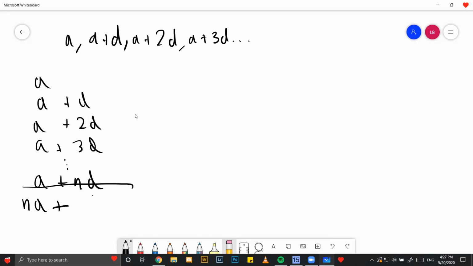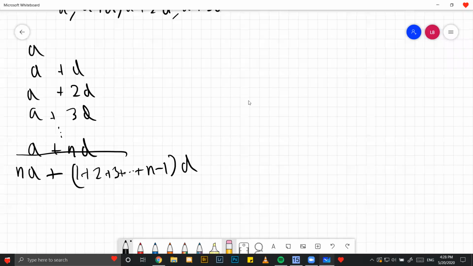So we need to check. We need to count how many d's there are. And there's actually n minus 1 d's over there, because there's an n number of a's right over here. There's n terms coming down from here. But if you count the number of d's, there's d, then 2d, then 3d, then nd. But it doesn't start at the same place, so there's 1 less than how many a's there are. So essentially it's going to be 1 plus 2 plus 3 all the way to n minus 1, times d. That's how many d's there are in this sequence.